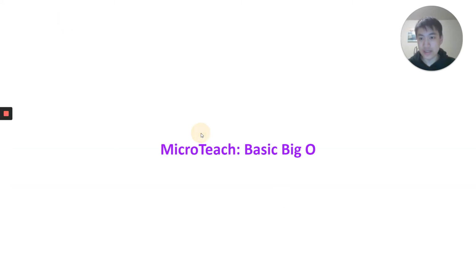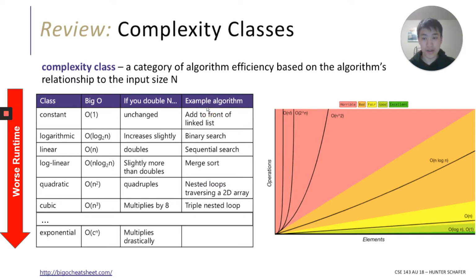We're going to go ahead and set the logistics, and we're going to start with essentially basic big O. As a recap, based on 143, we have a bunch of complexity classes: constant, logarithmic, and so on. As you can see in the table here, as you go down, it has basically worse runtime. For example, here a constant runtime will be better than logarithmic runtime, and so on.